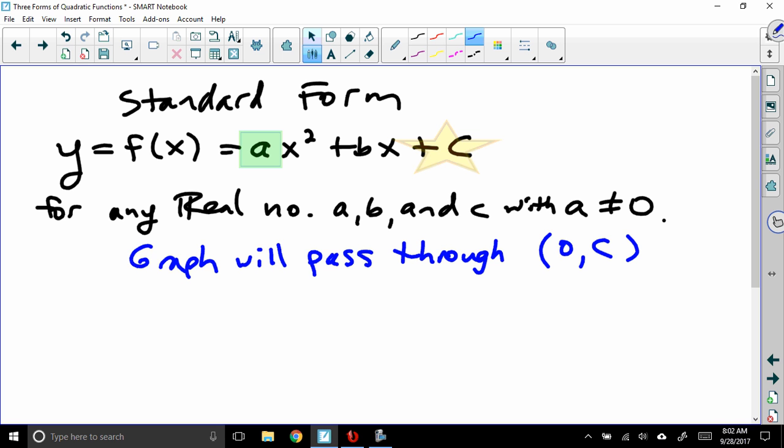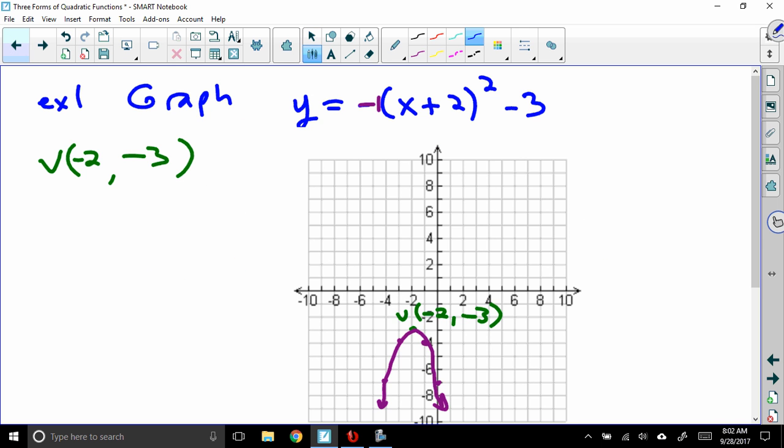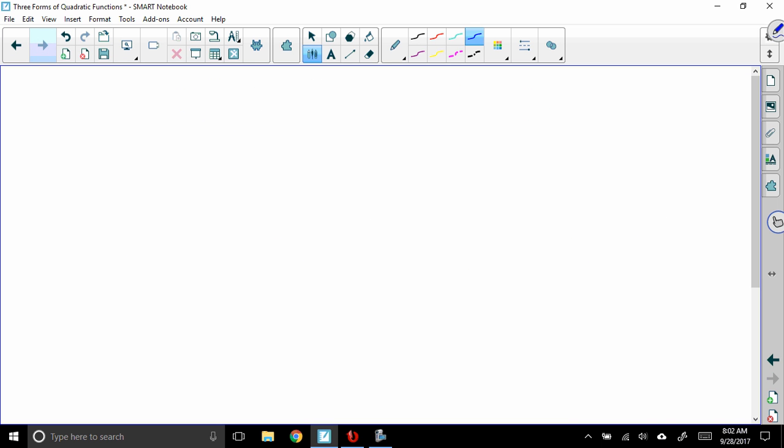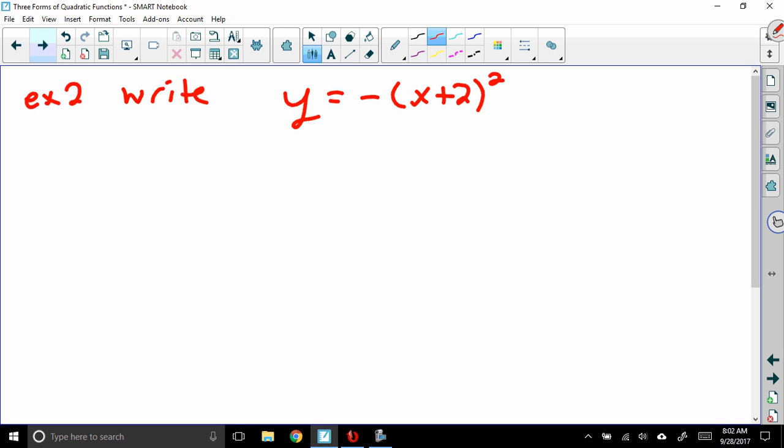Are there any questions so far? So what I'd like to do in the next example, I don't want to try to find something's vertex yet in standard form. What I'd like to do is try to take the example from example 1 and put it into standard form so we can compare. Does that make sense? Good. So what I'd like to do is take and write y equals negative the group of x plus, was it plus 2, the quantity squared, and then minus 3? Cool. Let's write that in standard form.